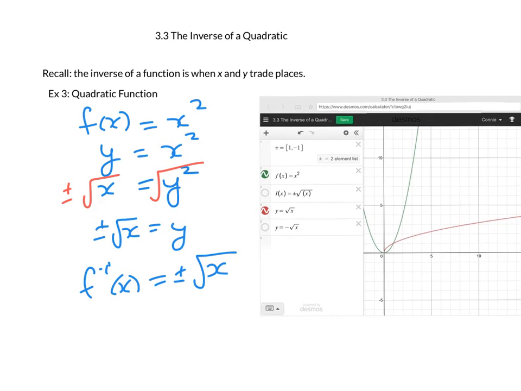I have here Desmos, and I just typed in f of x is equal to x squared, so that's my green picture. My red line is just positive square root of x, and notice how it's only got half of the picture. To get the full picture, we have to include the minus side as well. So we need our plus and our minus. There's my inverse.